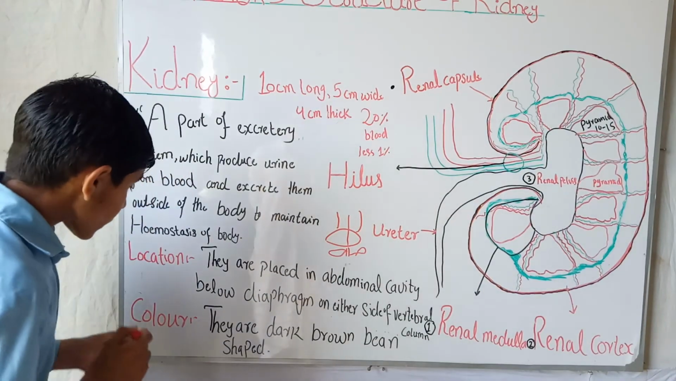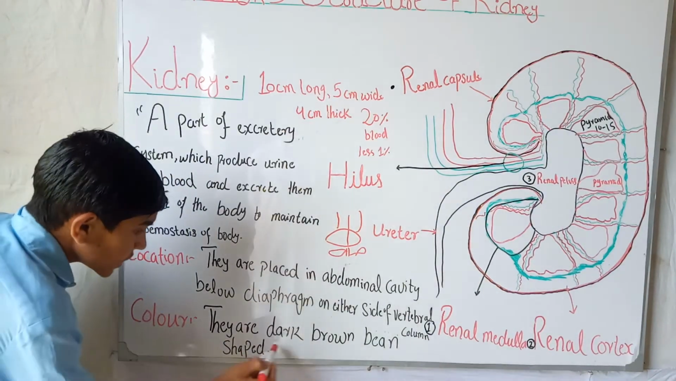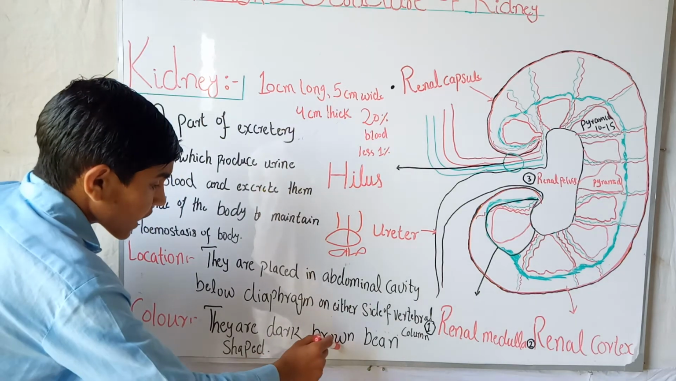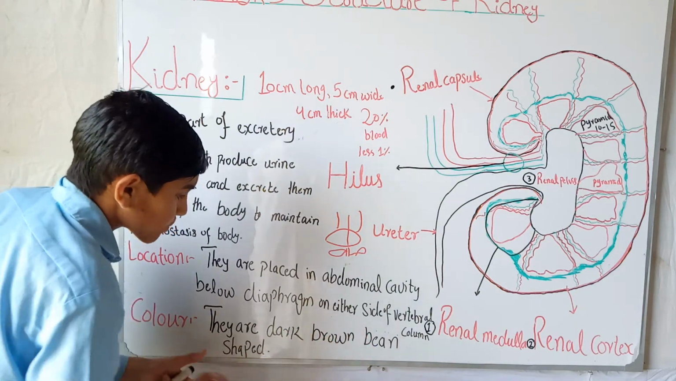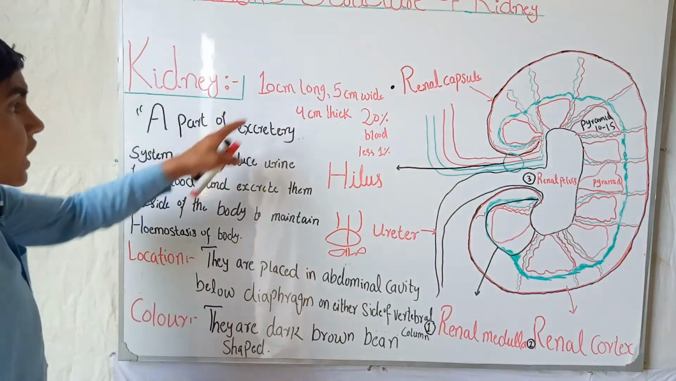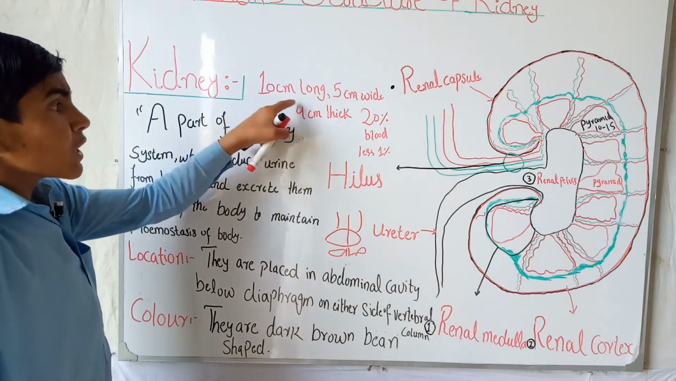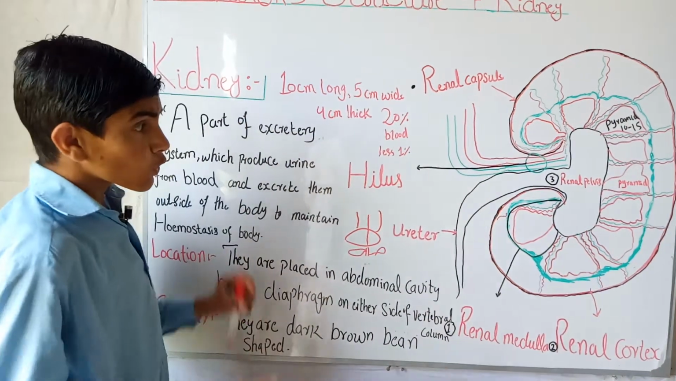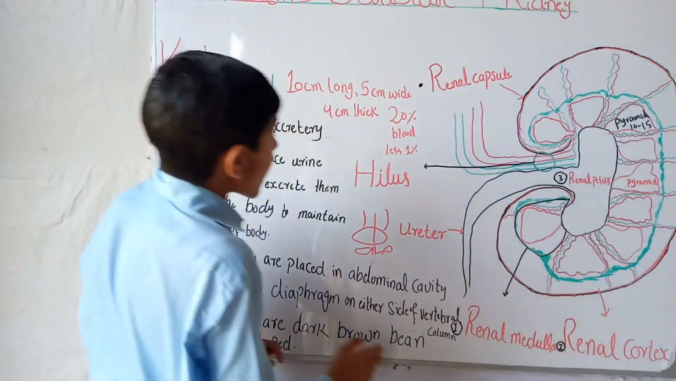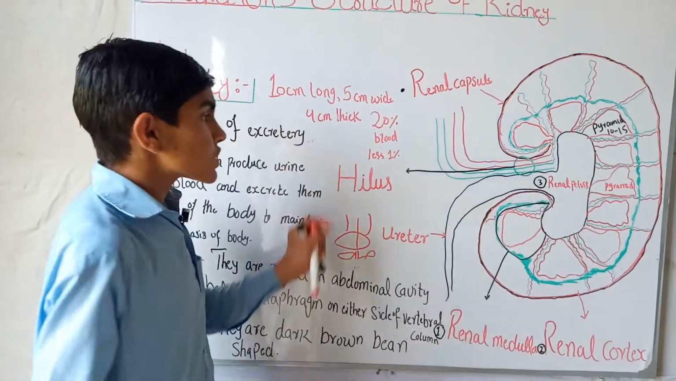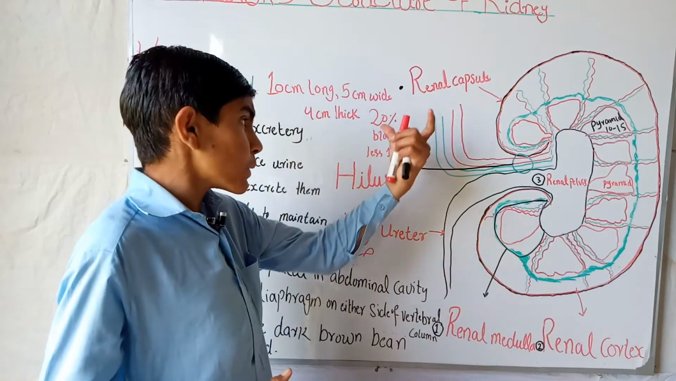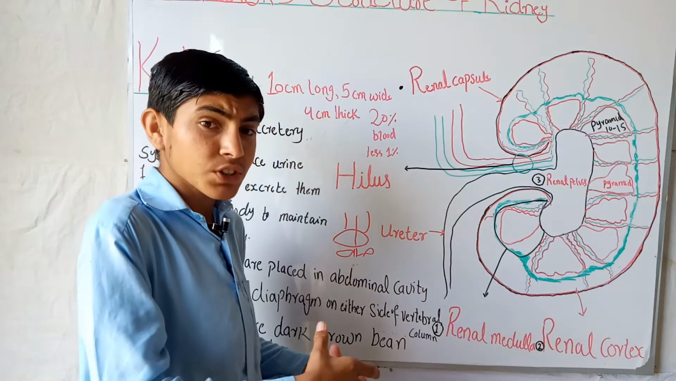Third is the color. They are dark brown and bean shaped. You can see here the bean-like shape. They are usually 10 cm long, 5 cm wide and 4 cm thick, and they receive about 20% of blood with every heartbeat.